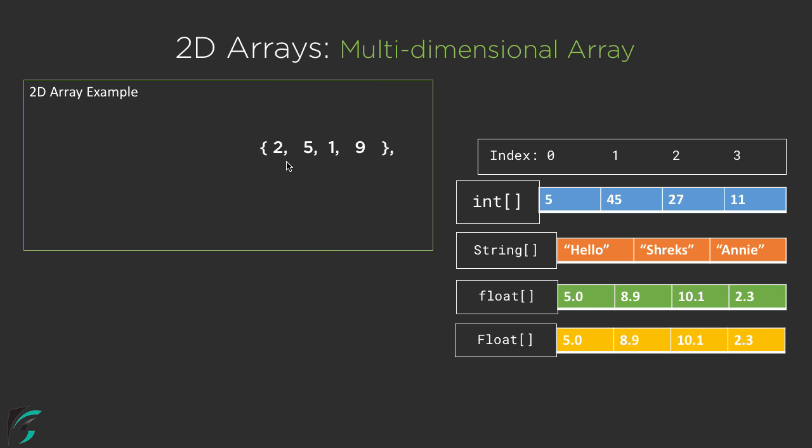So here suppose I have this 1D array 2519, and suppose if I define one more array just below it, let's say 10, 15, 2 and 0, and so on. Let us define more values. So here we have four one-dimensional array.